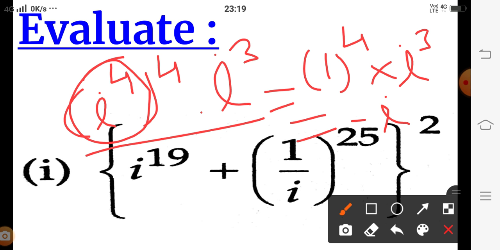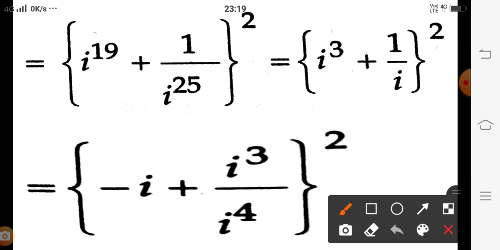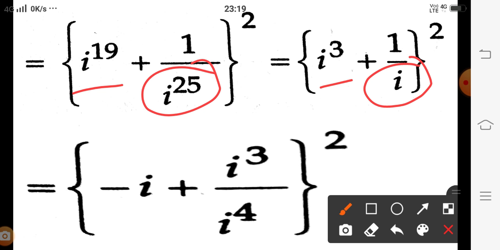Similarly, we are able to find for i^25. Then let us solve this question. Solving this, i^19 we are getting as i^3, and i^25, if you are solving further, we are getting this value equal to i.